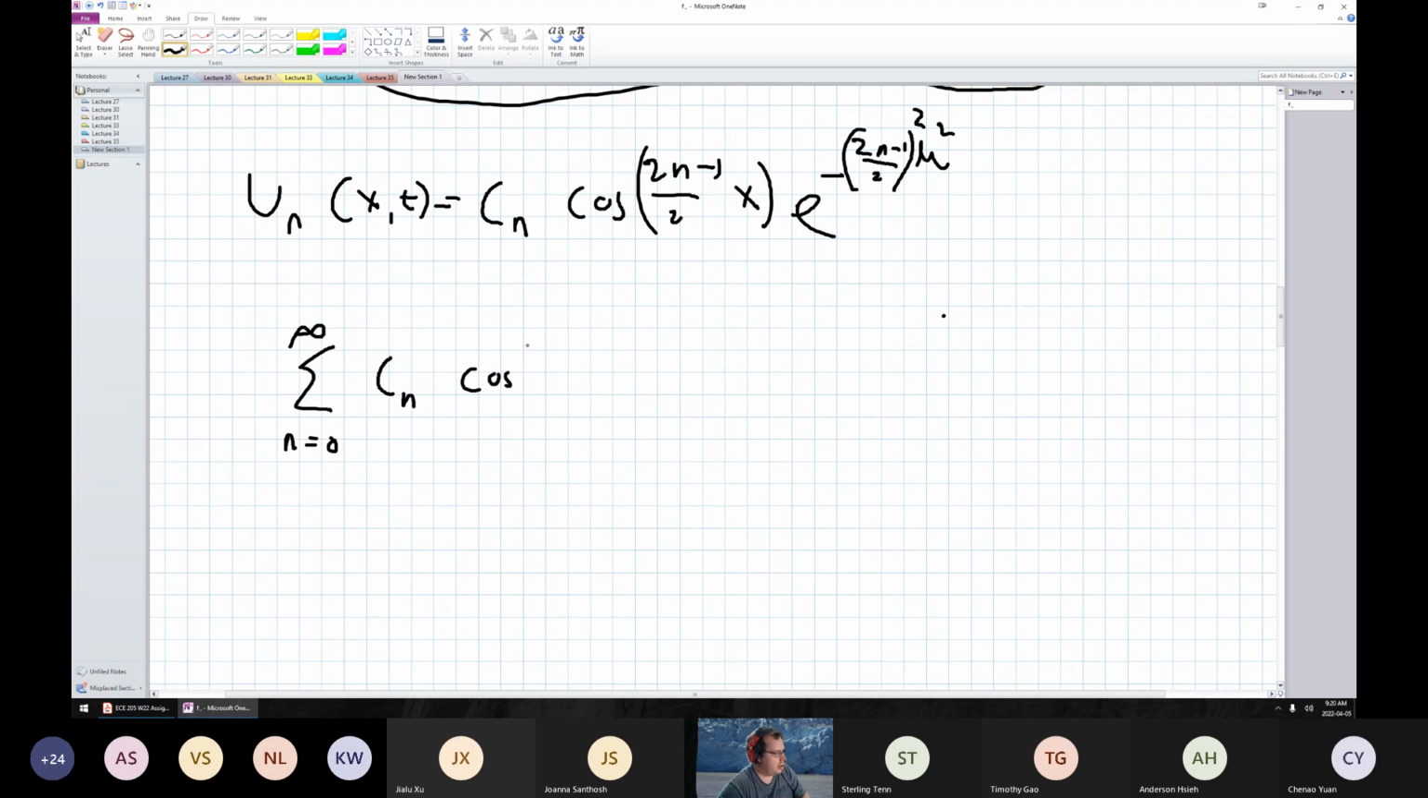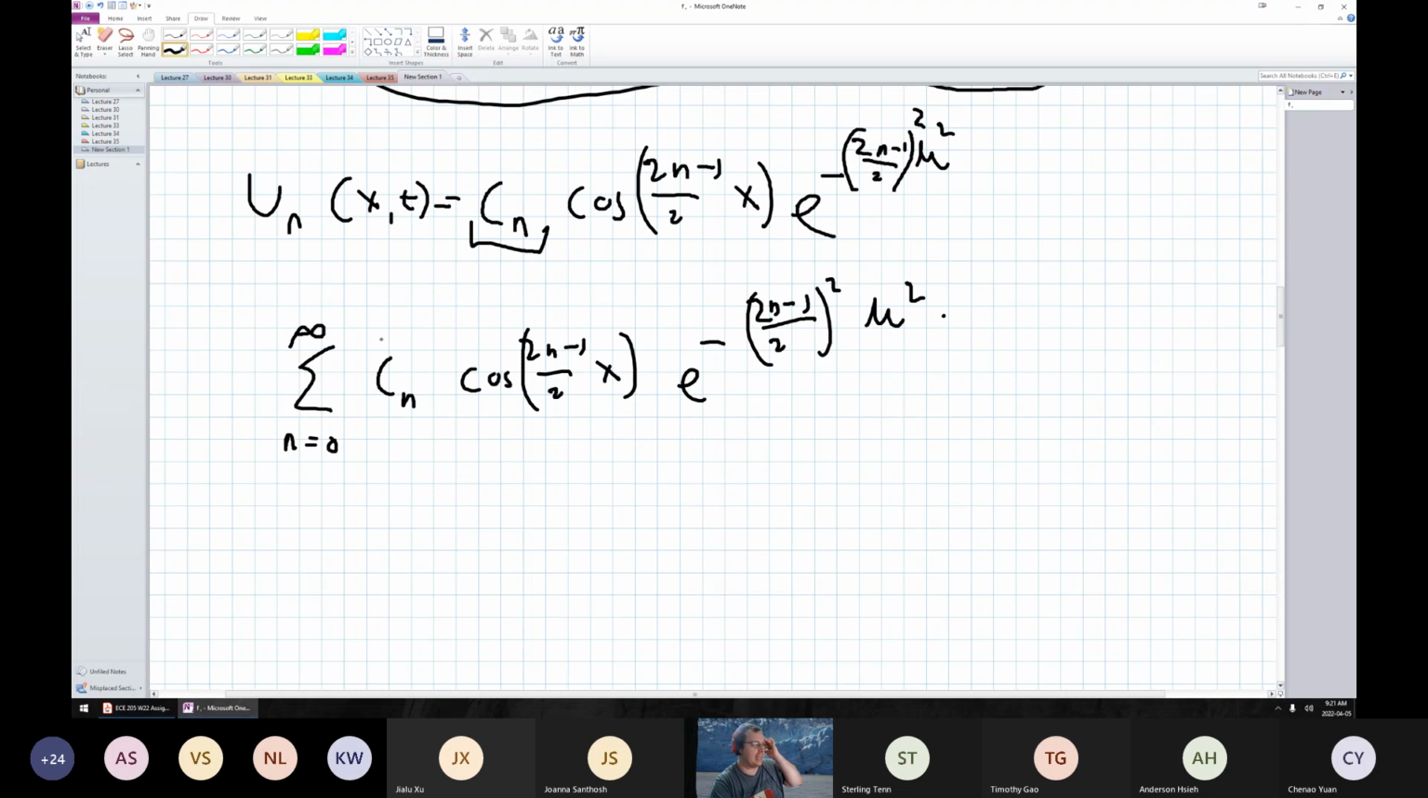I'm actually making a bit of an assumption here about convergence, but I can rewrite this as C_n cosine of (2n minus 1) over 2 x, times e to the minus (2n minus 1) over 2 squared mu squared t. So C_n is an arbitrary constant, and I just chose the name C_n. You could pick whatever you wanted for it. I didn't have to add it here, but at the end I do need it here, right? So you have your choice for where to add it.